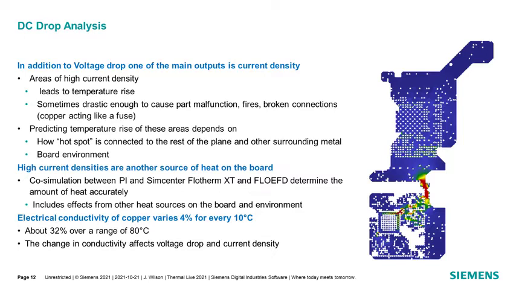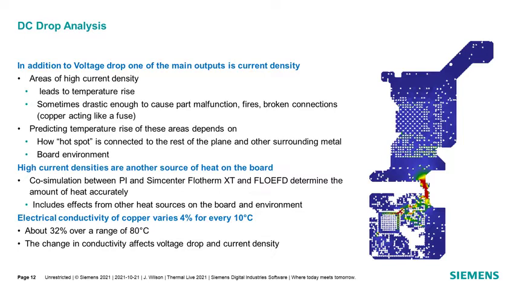So being able to simulate this in a CFD model that's trying to capture the actual physical environment this board is operating in is going to give you much better DC drop predictions. And like we were discussing, high current densities, or this current in the board, is another source of heat that is typically not considered.